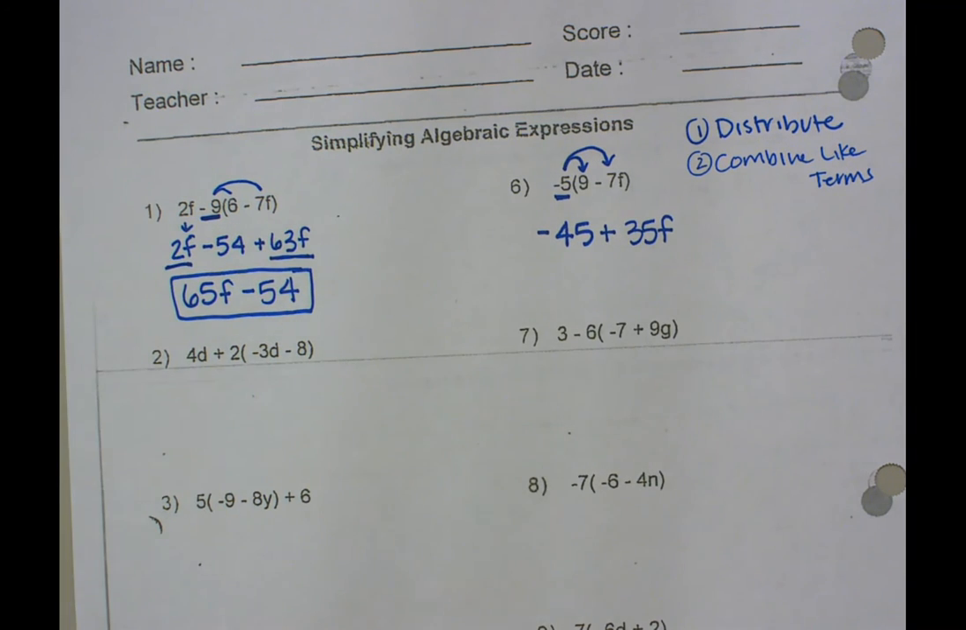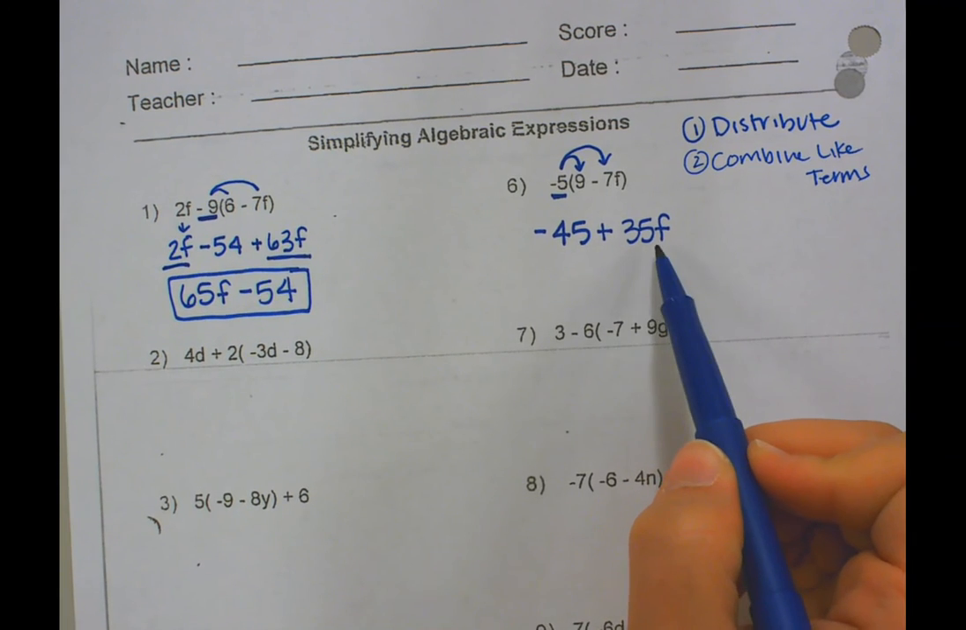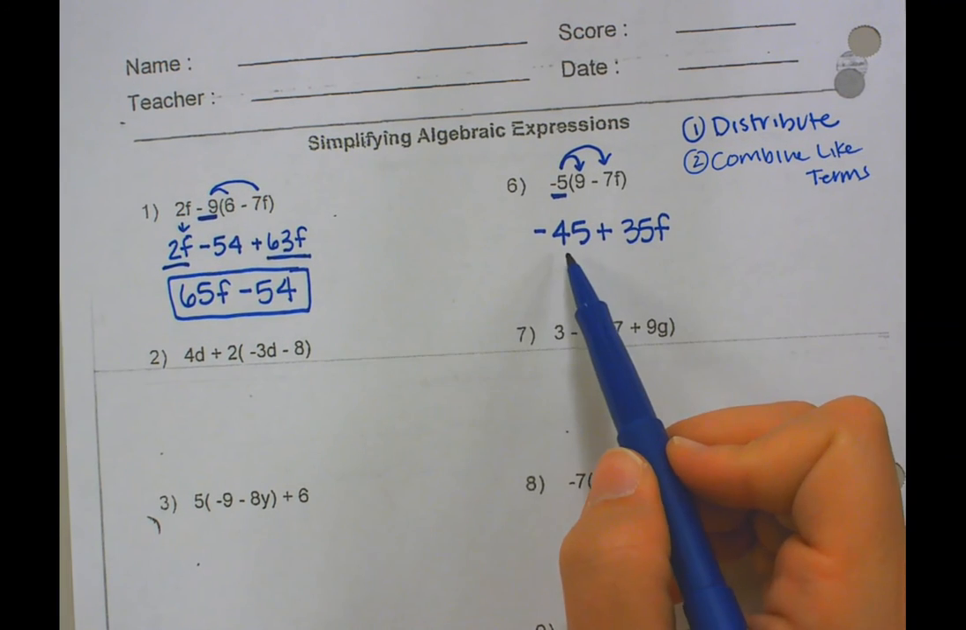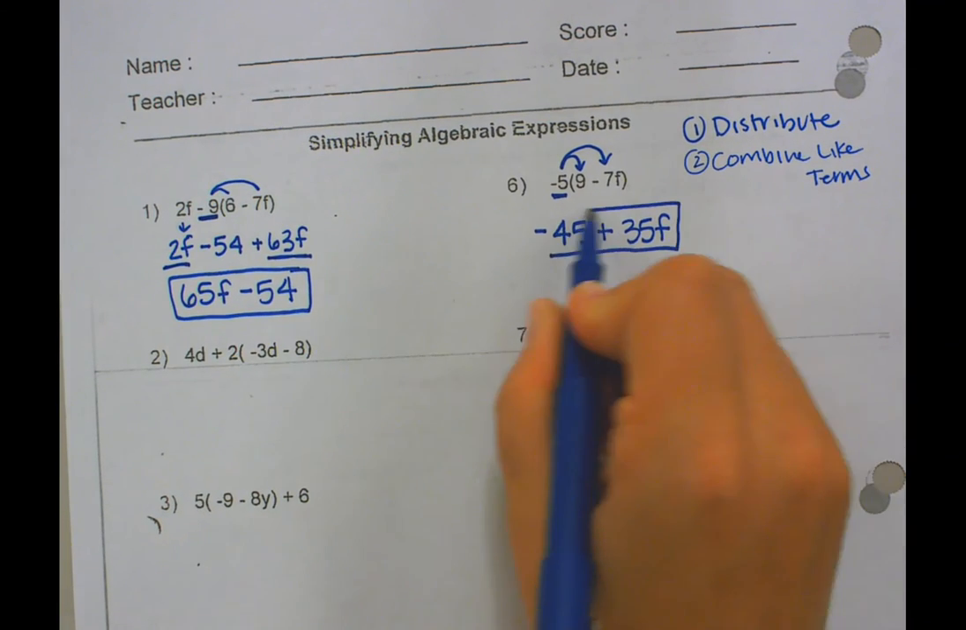So then I would see, are there any like terms that I can combine? And there's not. I cannot combine a number with a letter with just a number. They have to have the same attributes in them. So this is my simplified answer.